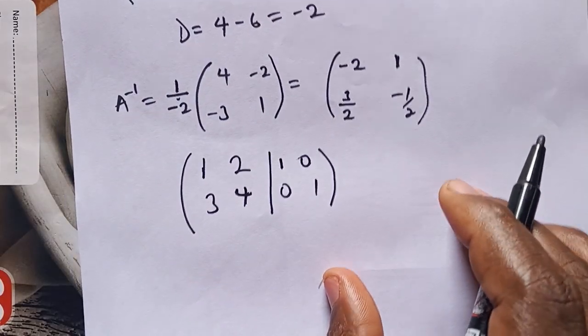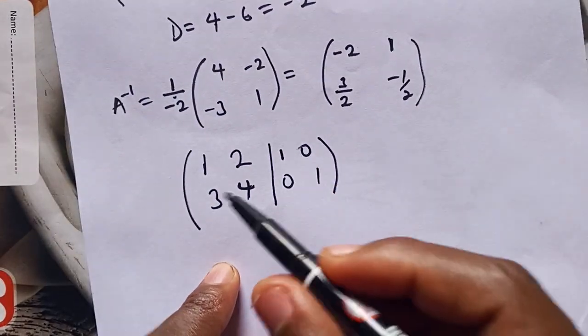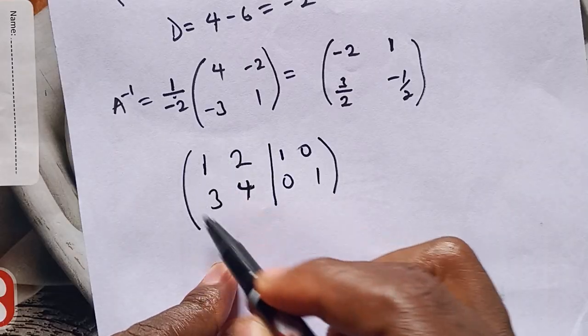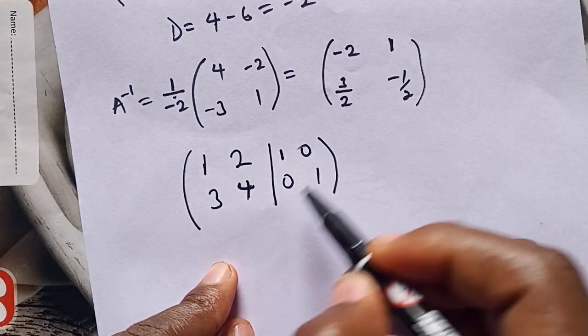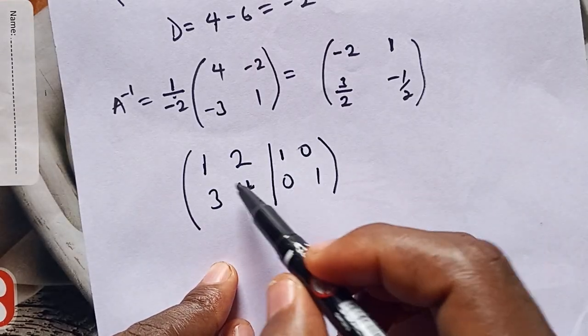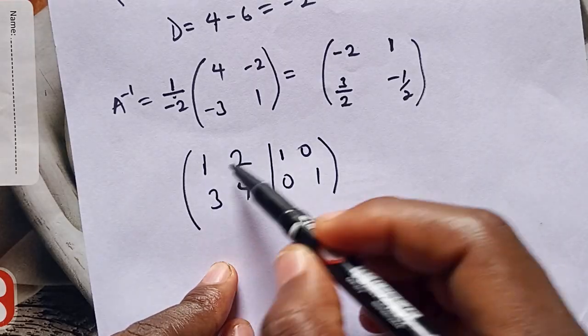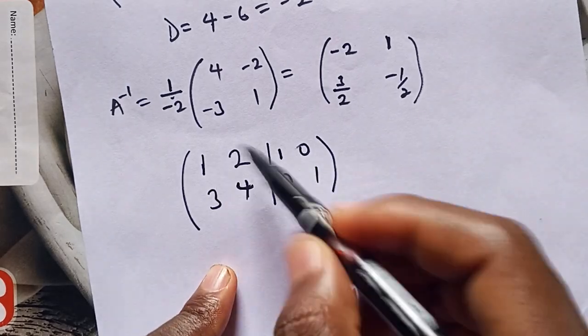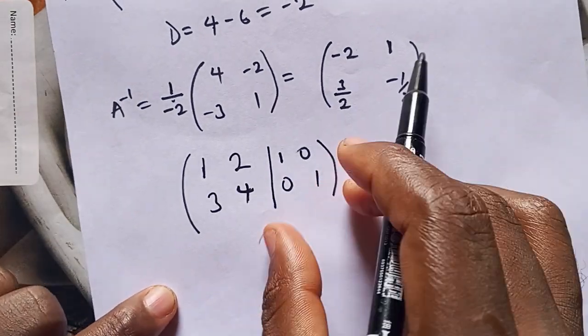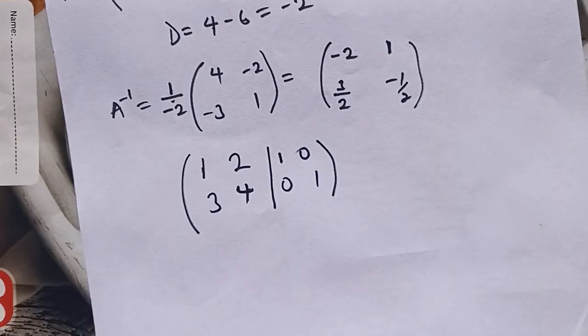Now I'm going to make sure that whatever I have here looks exactly like this. My job is to transform all these values to an identity. To do this, I'm going to use the Gaussian elimination method.